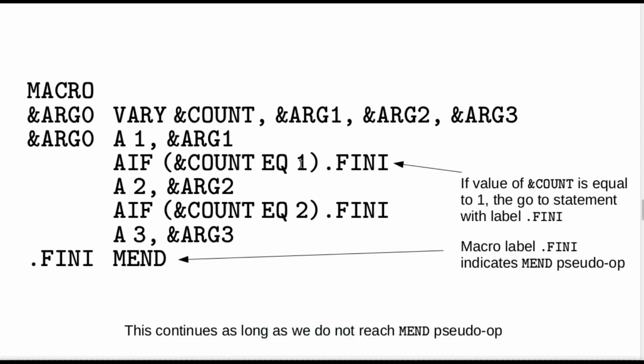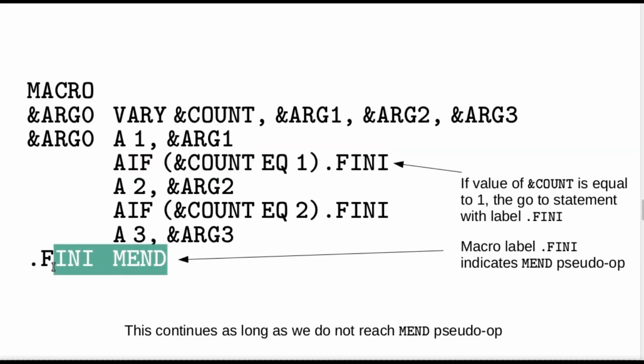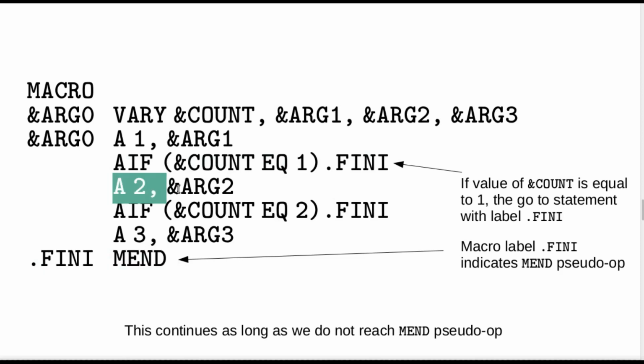If this condition were false, if &count had a value other than 1, let's say 2 or 3, then this whole instruction would result in false, and we would not jump to this last instruction. We would continue with the next instruction, and it would go on. I hope this part is clear. If not, please go back a few slides and go through it again. This is very simple, and it's an interesting topic.